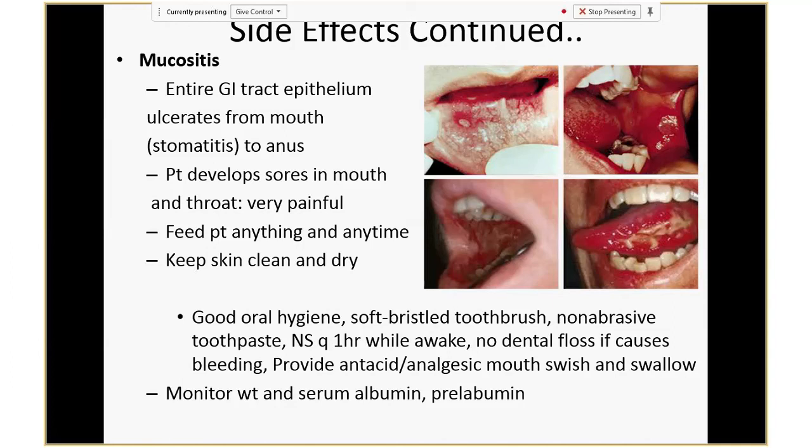We don't want to give them any type of dental floss because we don't want any increased risk for bleeding. Every hour at least, or every 15 minutes would be ideal, they could swab their mouth out, making sure that they're getting some type of saline in their mouth. We can provide antacids or analgesic mouthwash, and they can swish it around their mouth, and that'll hopefully prevent any infection from occurring. And then obviously we're going to monitor their daily weights, and we can look at labs too to see how their nutrition is progressing. Their albumin and prealbumin are going to be a direct indication of if they're eating well and if their nutrition is adequate.